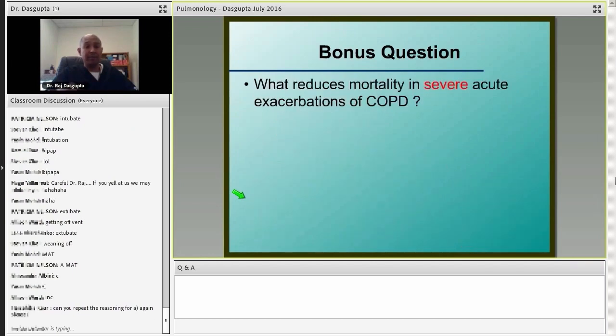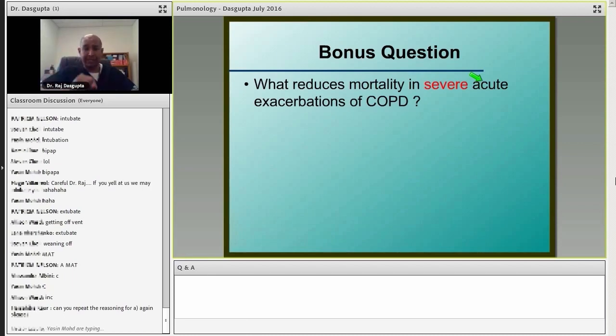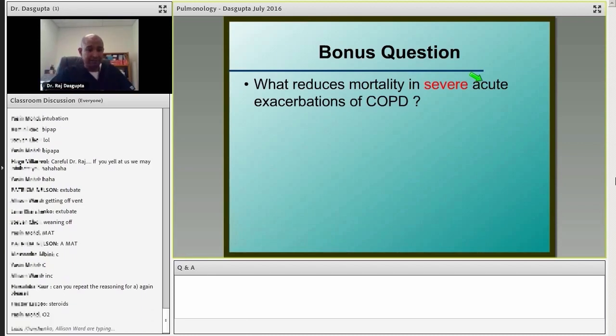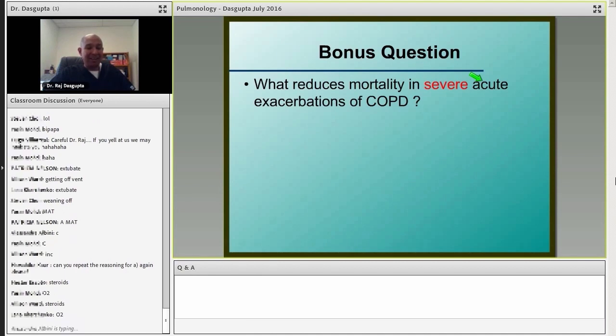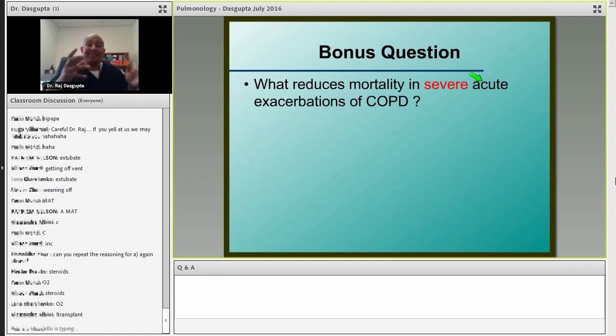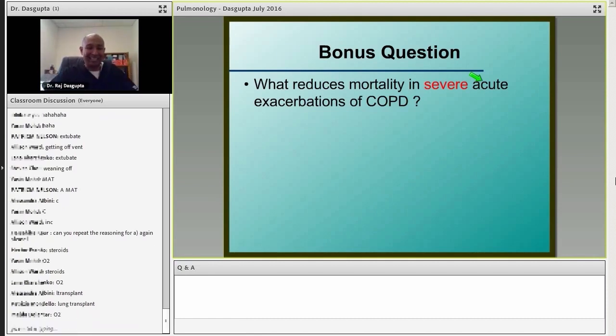I think I got one more thing. I love this one. Class, what reduces mortality in severe acute exacerbations of COPD? There's only one answer I'm looking for. There's only one answer that reduces mortality. What is it? Don't get me wrong, I could appreciate half the class typing in the word steroids. You know what I mean? Because why not? If you don't know, what's the best answer? Steroids. But no, steroids haven't reduced mortality.